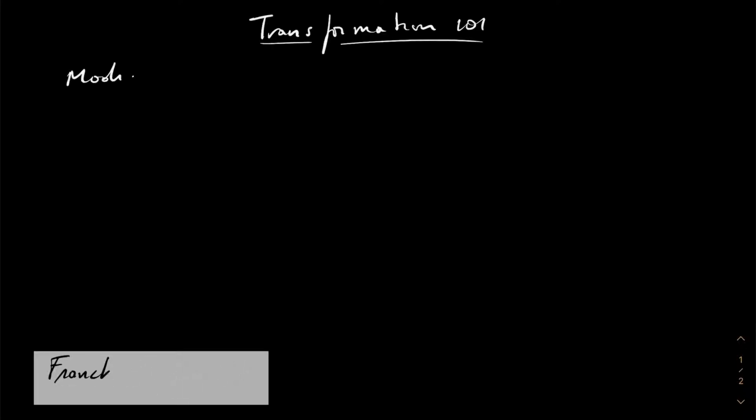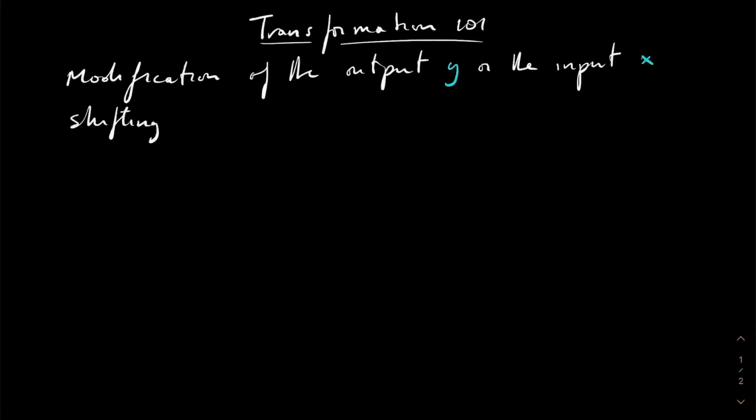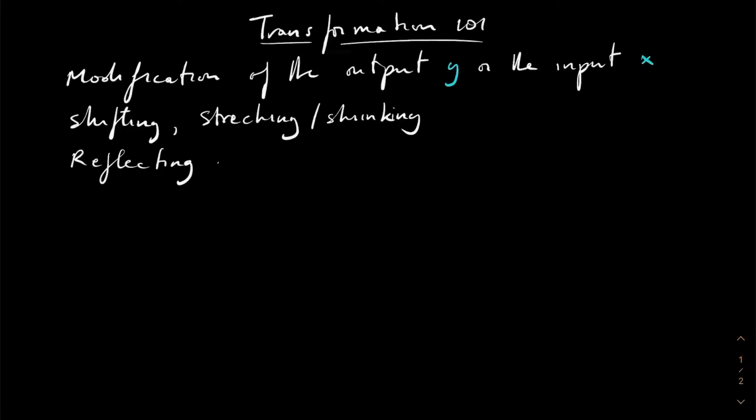Today I'm going to be giving you an introduction to transformations of functions, and the first thing you need to know is that a transformation is simply a modification of either the output y or the input x. And today we're going to look at three kinds of transformation. We're going to look at shifting, and then we're going to look at stretching and shrinking. Those two go together. And finally, we're going to look at reflecting over the x or y axis.